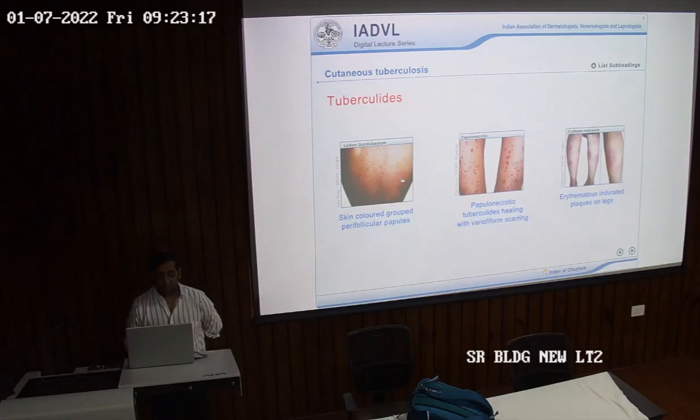Lichen scrofulosorum shows skin-colored grouped perifollicular papules, papulonecrotic tuberculid healing with variable scarring, and erythema induratum. Erythema induratum shows indurated plaques on the legs.